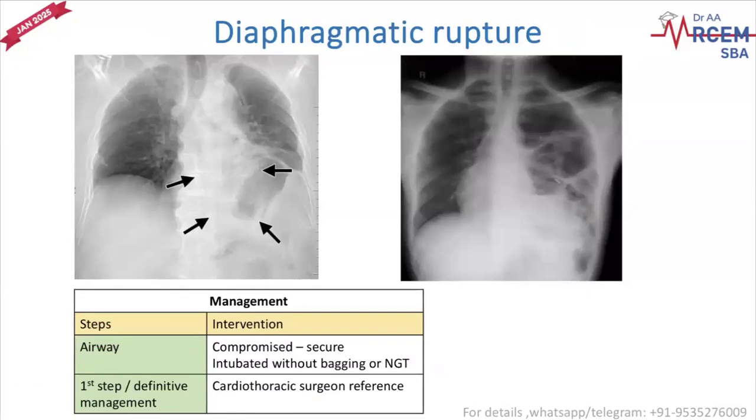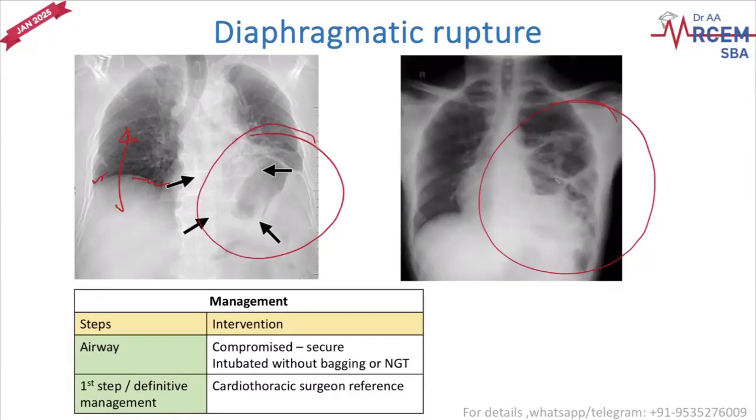A little bit below, if you come, a diaphragmatic rupture can be present. How to pick up a diaphragmatic rupture? Whenever there is a rupture of the diaphragm, bowel loops will enter into the intrathoracic space. You can see here, in the intrathoracic space, bowel loops have entered in.